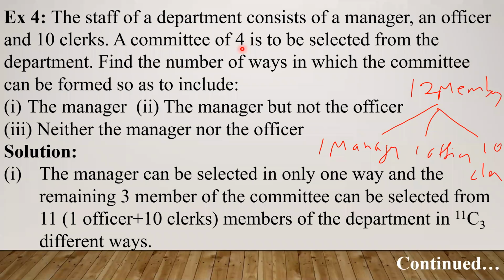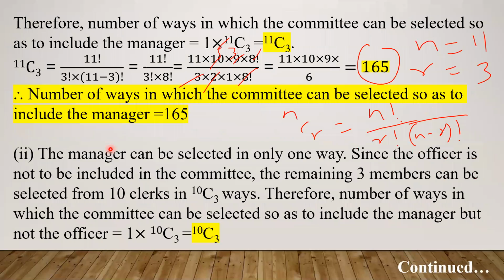तो ये चारों लोग कहाँ से आना चाहिए? They should be clerks. And how many clerks are there? There are 10 clerks. So all the 4 people of the committee can be selected from 10 clerks in 10C4 different ways. So the third answer will be 10C4.